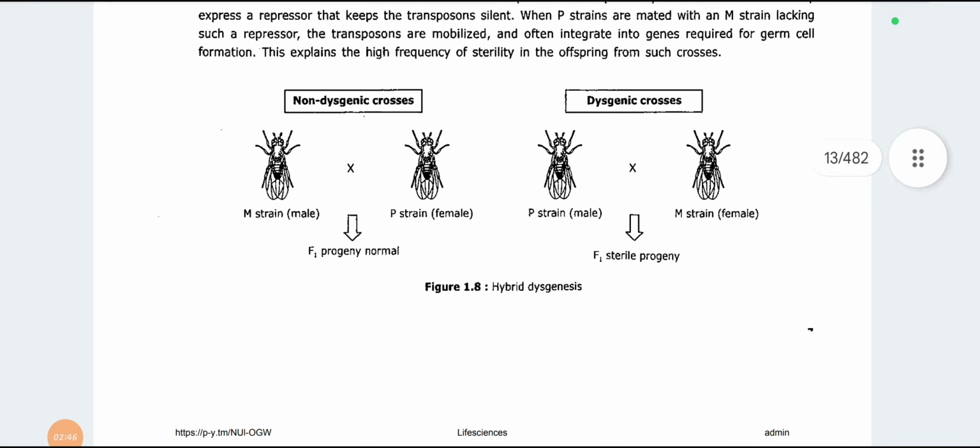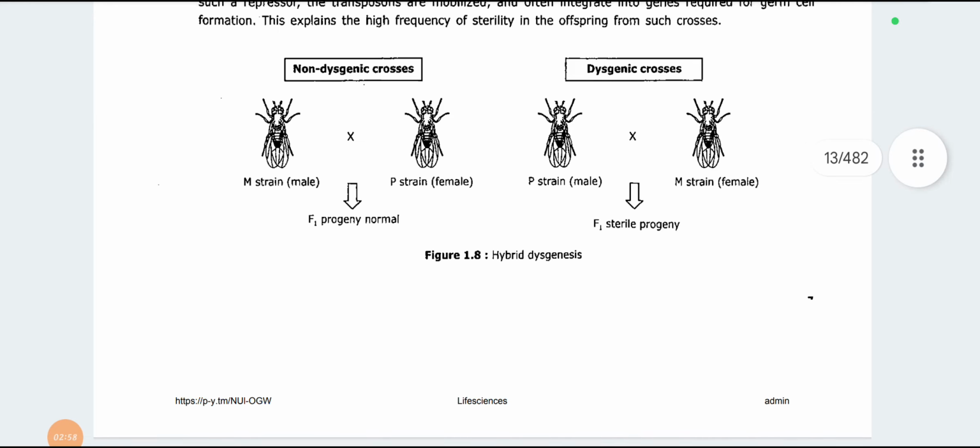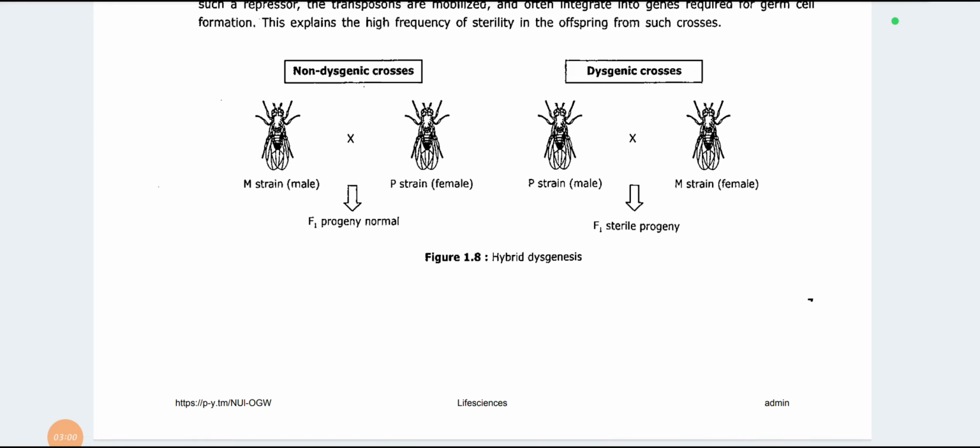But when they are mated with an M strain lacking such a repressor, the transposons are mobilized and often integrate into the genes required for germ cell formation. And this explains the high frequency of sterility in the offspring from such crosses.